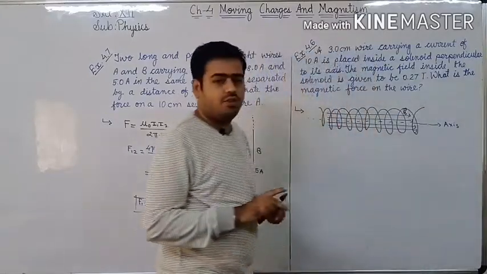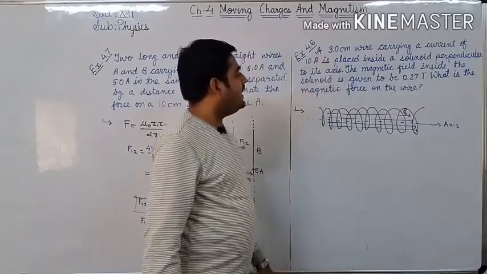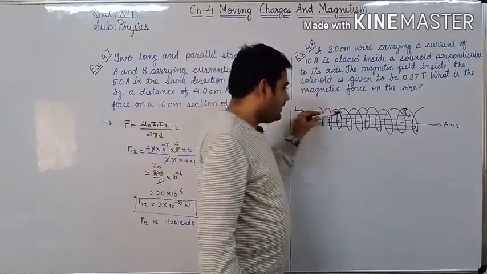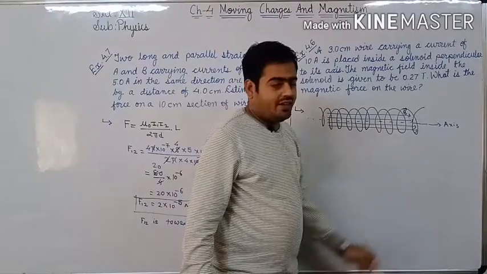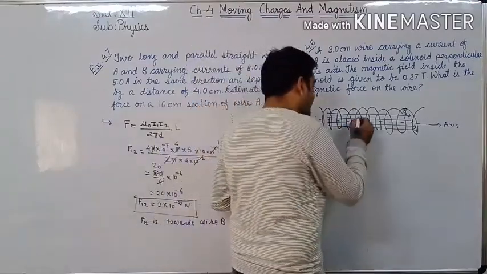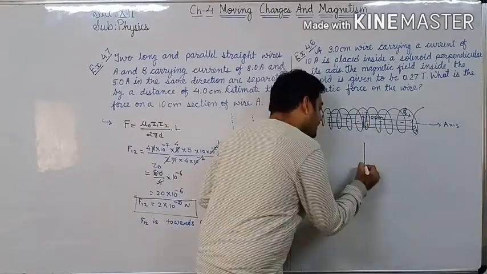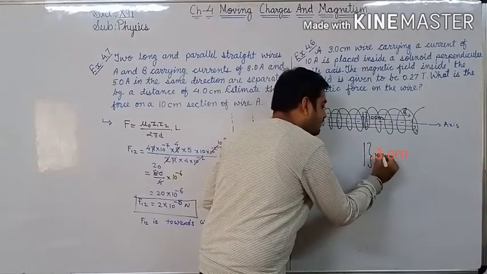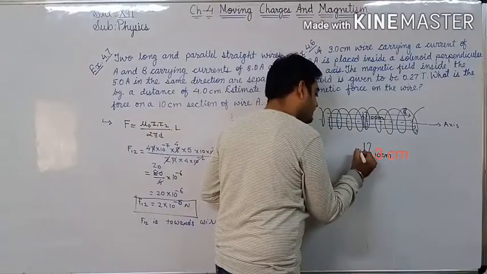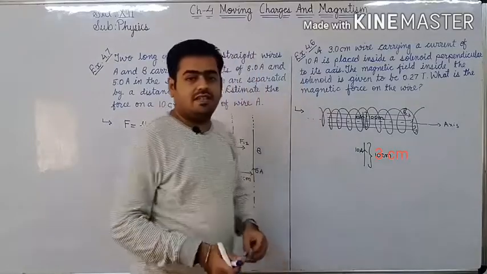Magnetic field inside the solenoid, and a 3.0 centimeter wire carrying a current of 10 ampere is placed inside a solenoid perpendicular to its axis. This is the axis of solenoid, and perpendicular to its axis what is placed? One current carrying wire is placed like this. Wire of length 10 centimeter carrying current 10 ampere is placed inside a solenoid.